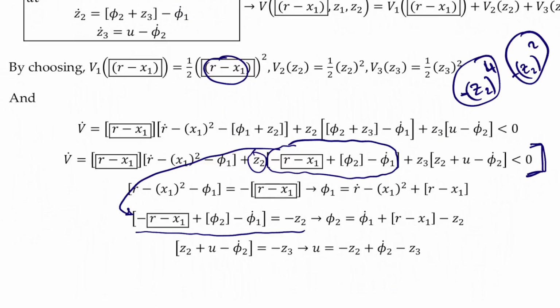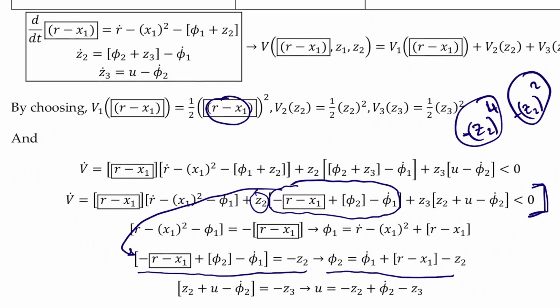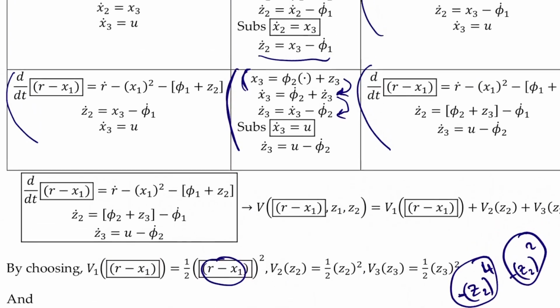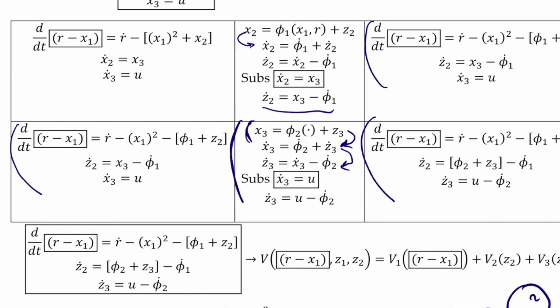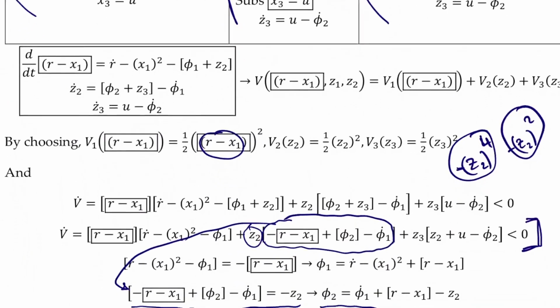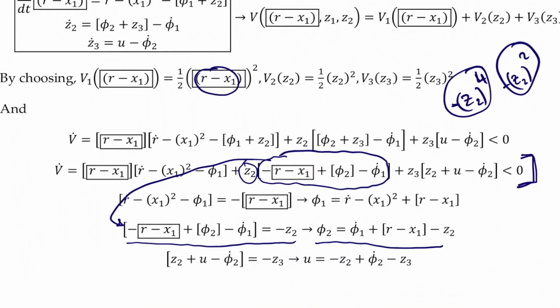And we can isolate phi2 here. Again, phi2 depends on phi1 dot, or rather phi1, and also x1, r, and z2. Don't forget, z2, let's go up, z2 can be written as x2 minus phi1. So z2 can also be written in terms of state variables.